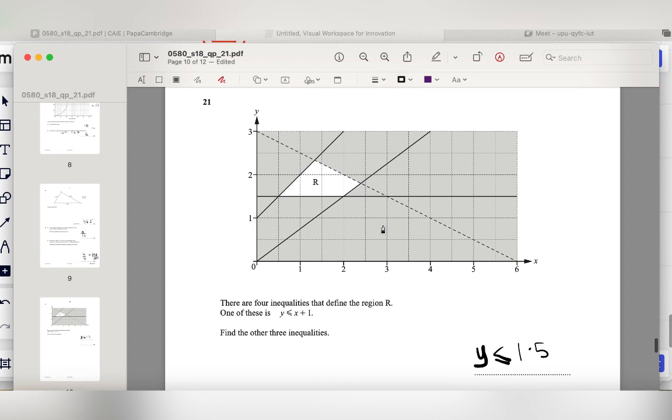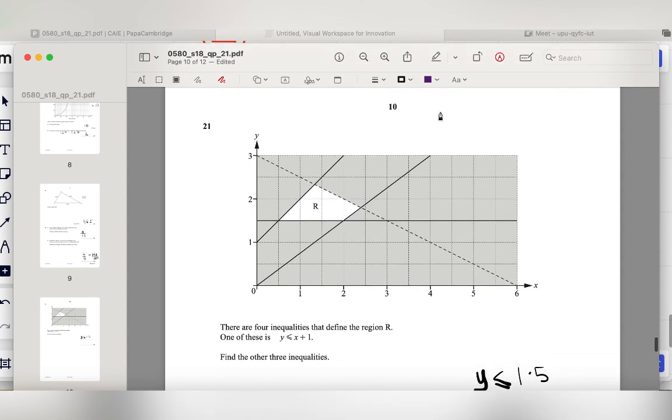And then for the other ones, we find the gradient of each line. Then we substitute it into the equation y equals mx plus c to get the equation of each line. And the c, we don't have to bother to calculate. C is where the line touches the y-axis. For example, this line touches here, so c will be 1. That's how we knew this line is for the equation they gave you.